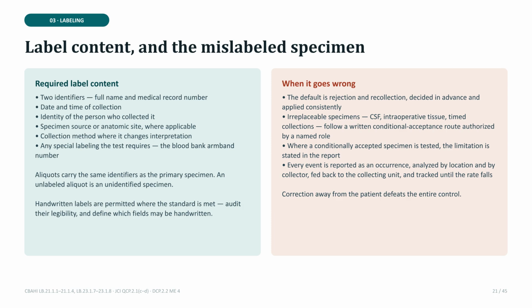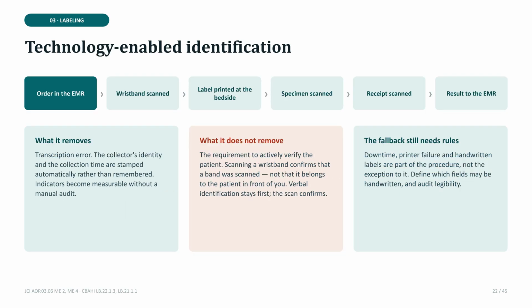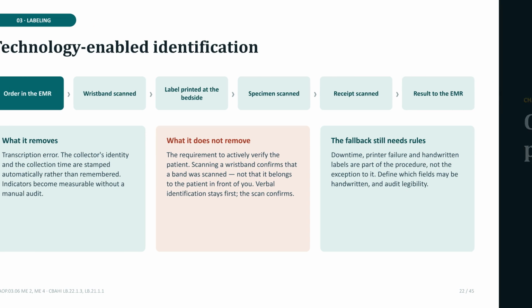Every label must include 2 identifiers, the collection date and time, the collector's identity, and the site where applicable. If identification fails, the default response must be rejection and recollection. Technology, like barcode scanning, can reduce errors by automating timestamps and verifying information. However, it does not replace the fundamental requirement for active, manual patient identification and verbal verification.